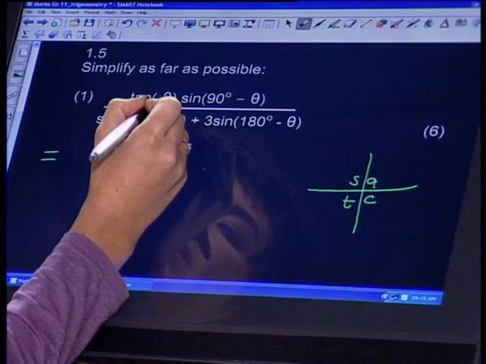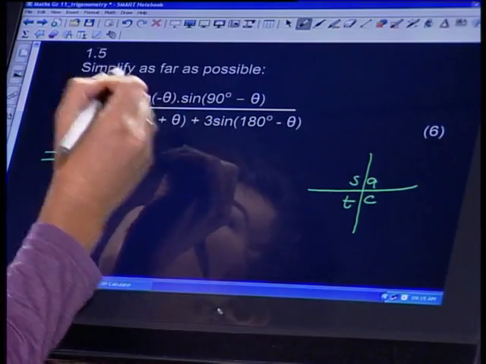Tan minus theta. Theta is actually seen as an acute angle. But as soon as you add a negative, then you are measuring clockwise around your cos diagram.